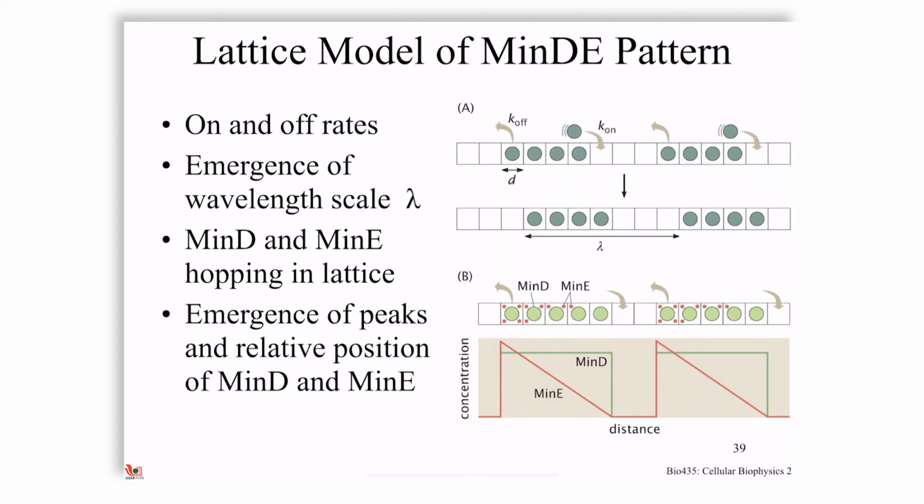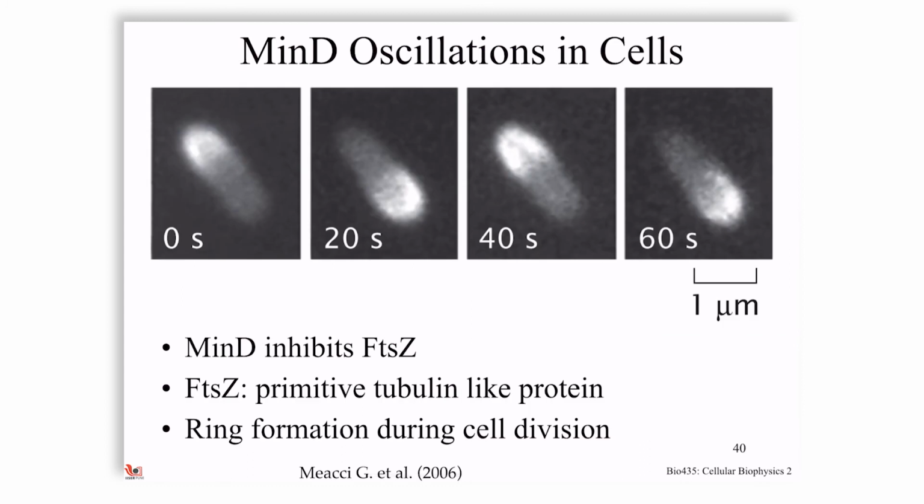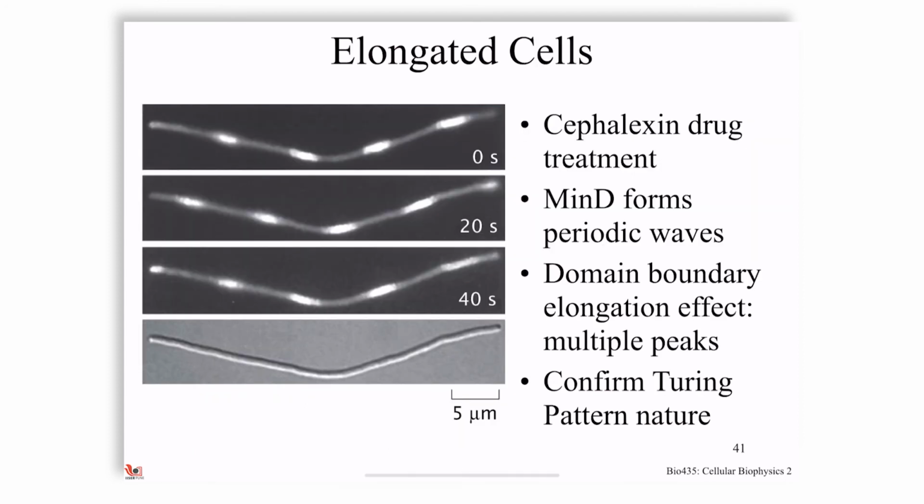One can, of course, write down a lattice model for these things with an on and off rate and a lattice size of D, and the fact that the MinD and MinE proteins are offset in their concentrations comes straight out of that. In fact, looking at intact cells with MinD, one can also observe oscillations. MinD itself inhibits FtsZ, which is a primitive tubulin-like protein and forms a ring, FtsZ ring or Z ring, as some people call it, during cell division.